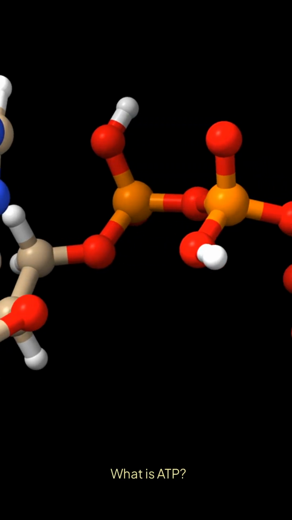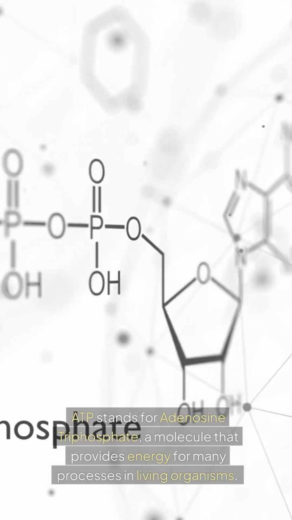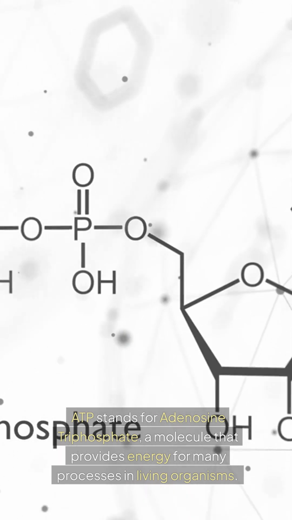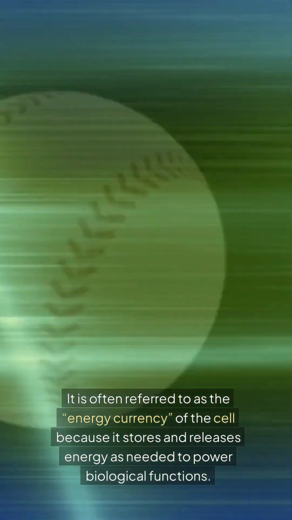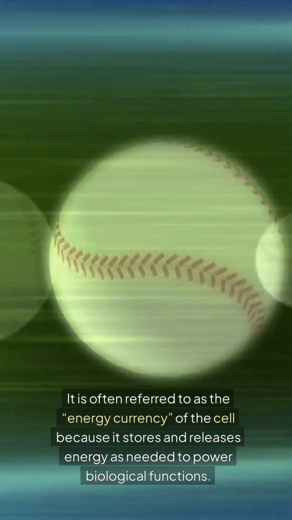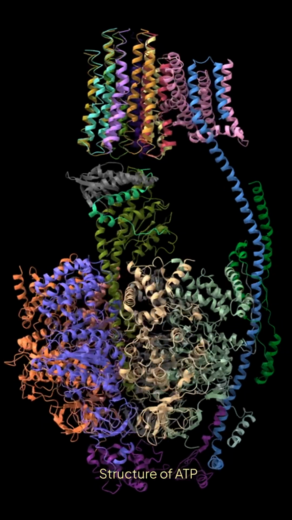What is ATP? ATP stands for adenosine triphosphate, a molecule that provides energy for many processes in living organisms. It is often referred to as the energy currency of the cell because it stores and releases energy as needed to power biological functions.